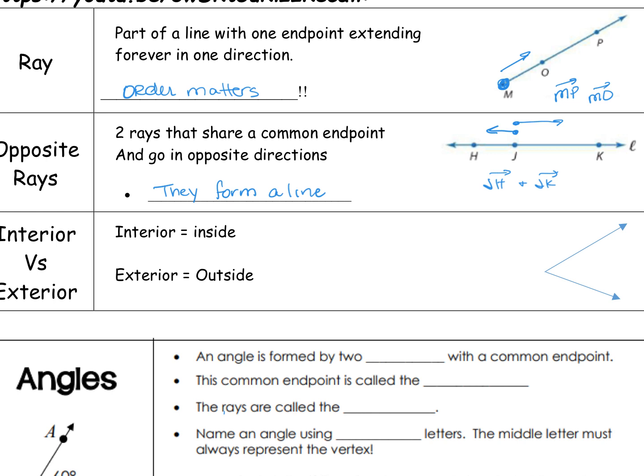And then the last word, interior versus exterior, is exactly what it sounds like. So inside the angle would be the interior. Anything outside the angle would be the exterior. So that's just differentiating between inside the angle or outside the angle.